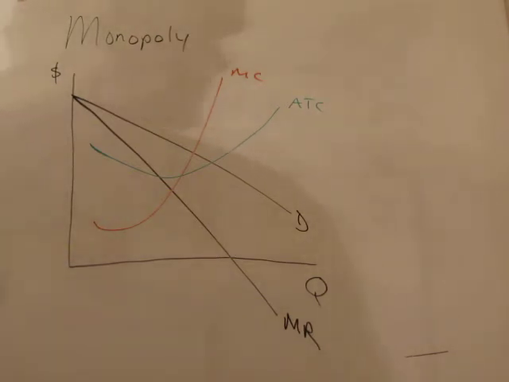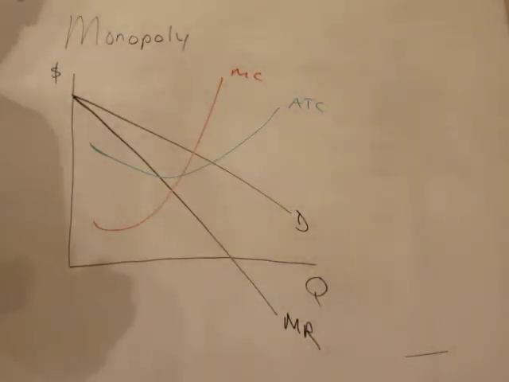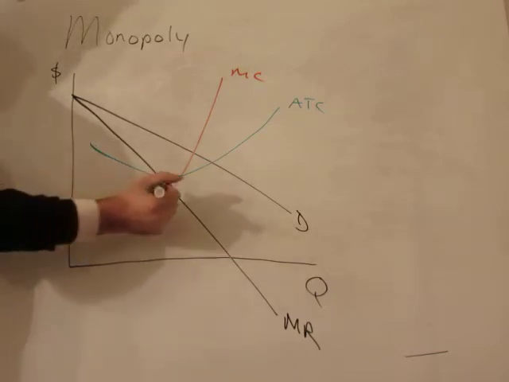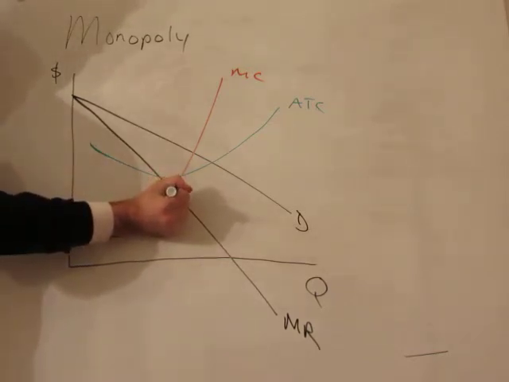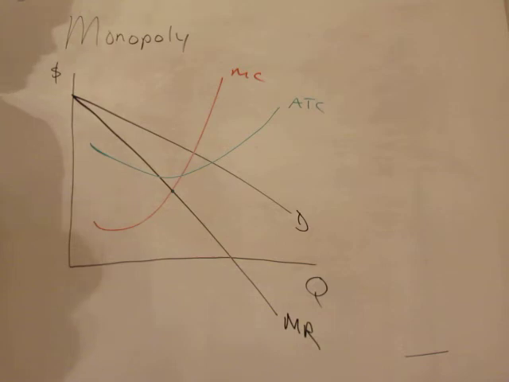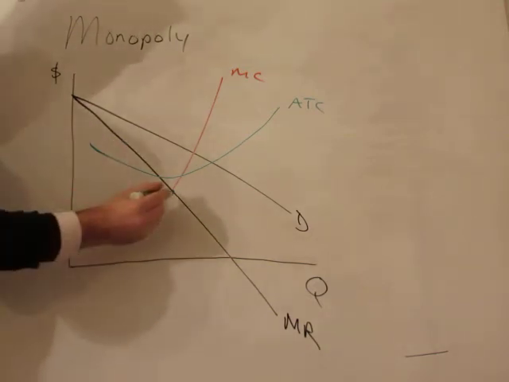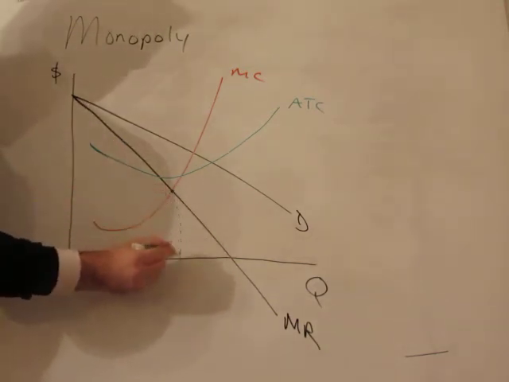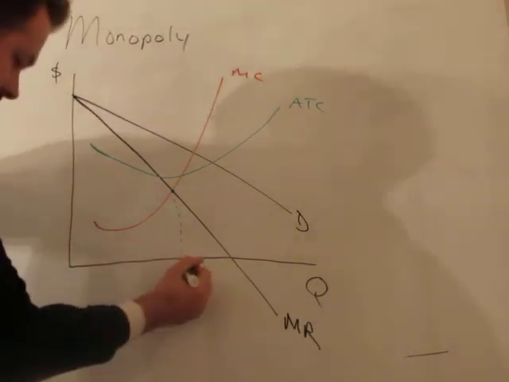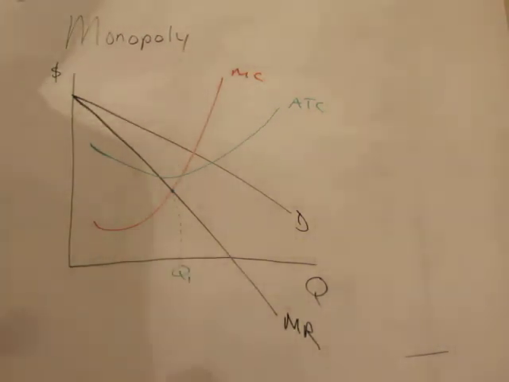And now we're going to go through the steps we always have to follow to figure out what a monopolist or any type of firm will produce. Step one is that we find the point where MR equals MC. And that is right there. So step one is you find that point. Step two, you drop a line down to the x-axis and you label that our quantity. That is how much the monopoly will actually produce.